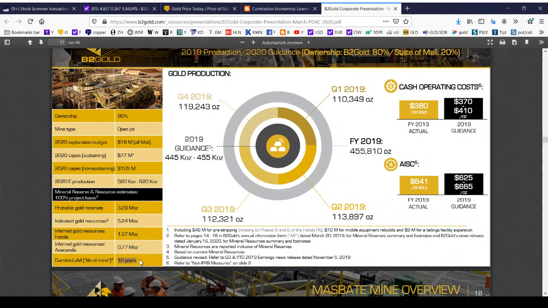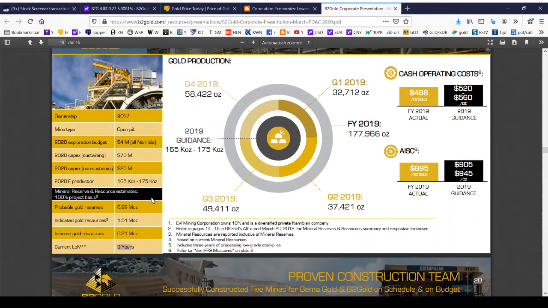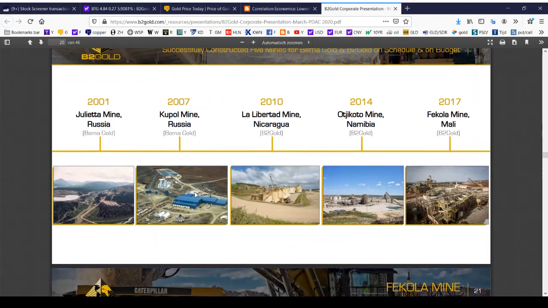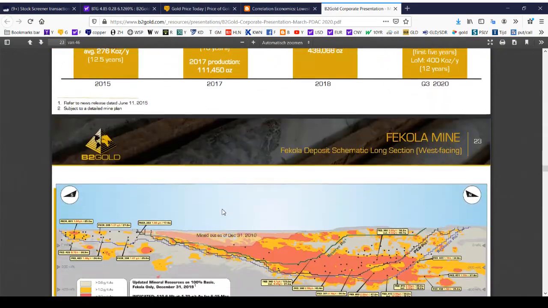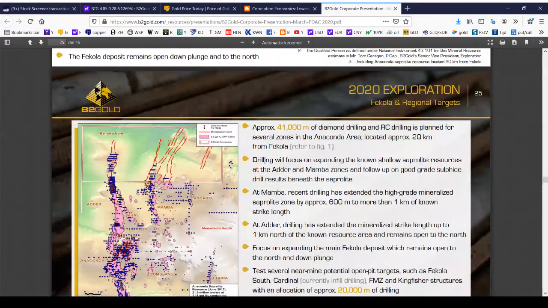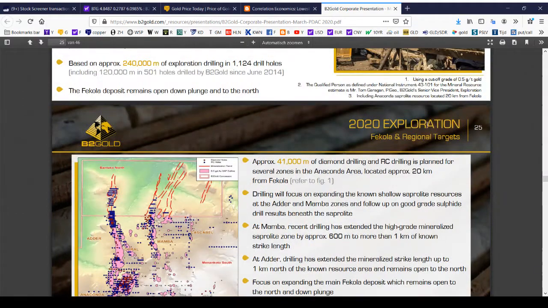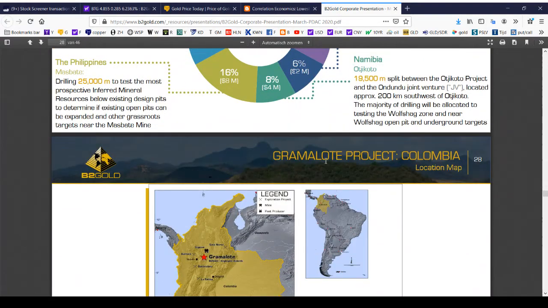You see here 10 years of mine life, 17 years even, 9 years. So these are long-term mines. And they keep expanding here. This is the open pit mine, so they mined out this part. So there's a lot of higher grade gold to be mined out still. And they have an exploration project at the current mines and in Colombia.